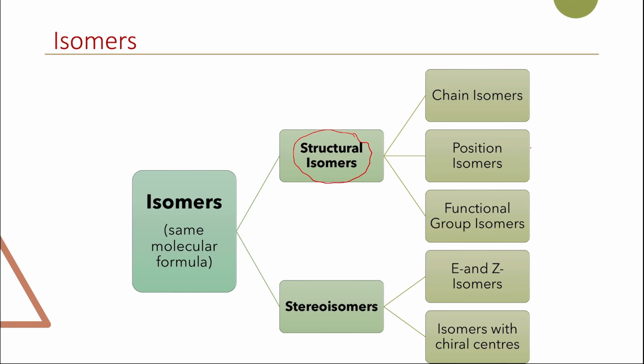And then we have the second class of isomers, which is the stereoisomers. And stereoisomers still have the same molecular formula. They have the same arrangement of the groups, have the same functional group, they have the same structure formula, but they have a different arrangement of the group in space relative to each other. So these include the E and Z isomers of alkenes, and also the isomers with the chiral center.